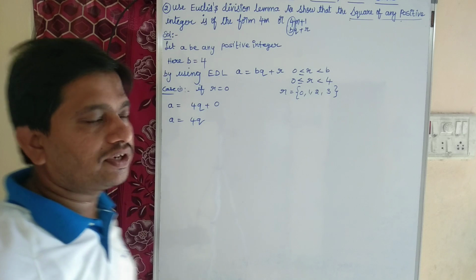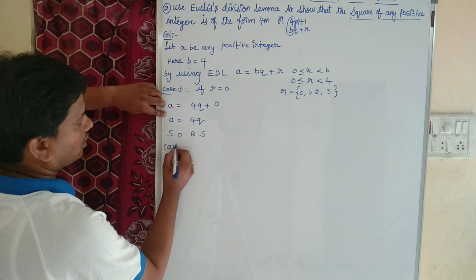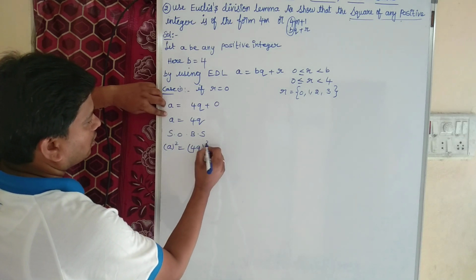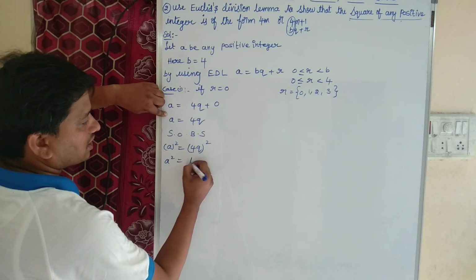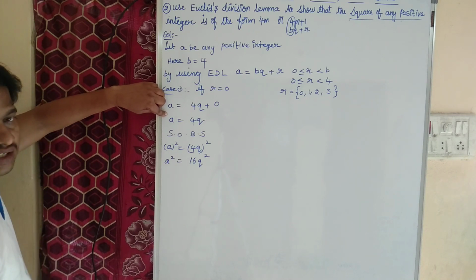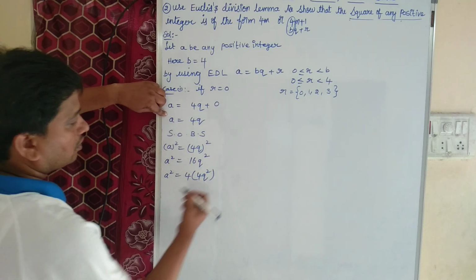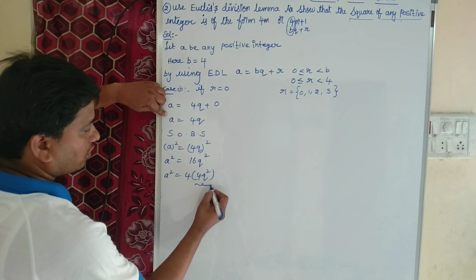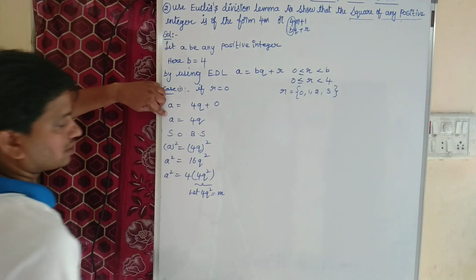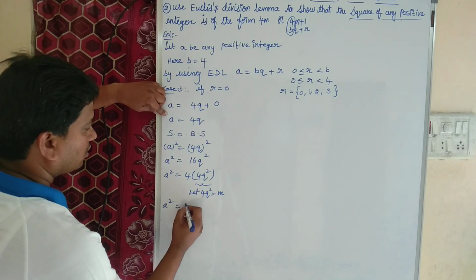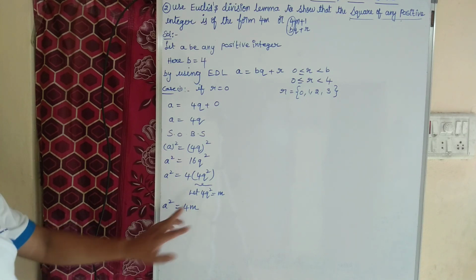Right? Square of any positive integer. So squaring on both sides. So a square equal to 4q whole square. So a square equal to 4 square, which is 16q square. From this I can take 4 common. 4 into 4q square. Now let us consider 4q square as some integer m. So a square equal to 4m. See, we got 4m. Square of positive integer is in the form of 4m.